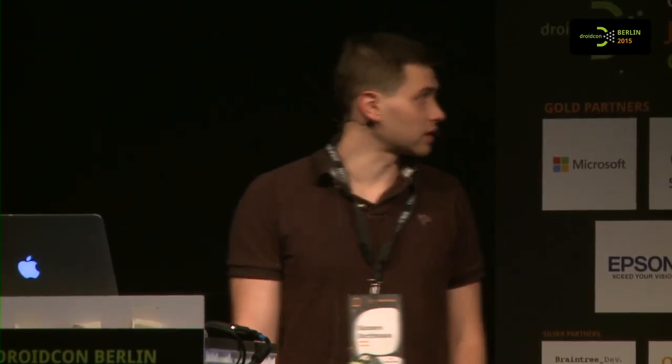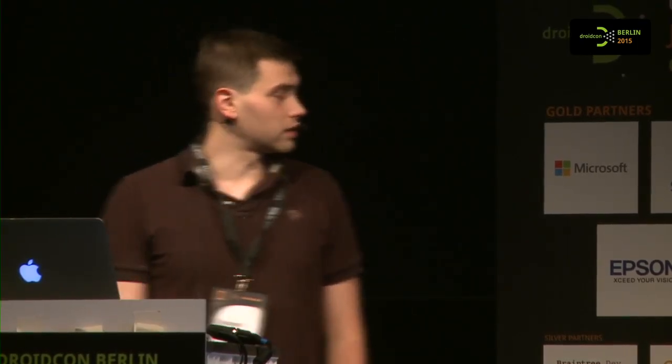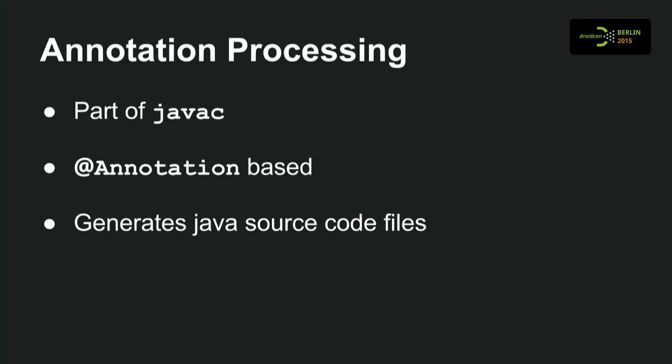Annotation processing was introduced with Java 5 in September 2004, and the standard was released 6 months later. So the standard is still the same that we use nowadays. It is a plugin system that allows you as a developer to write your own annotation processor and kick them in. It's part of the Java compiler, and it's annotation based. Basically it scans for annotations, and afterwards you can generate code out of it.